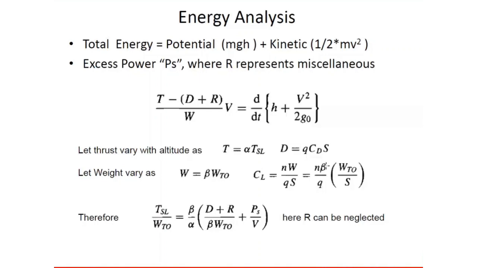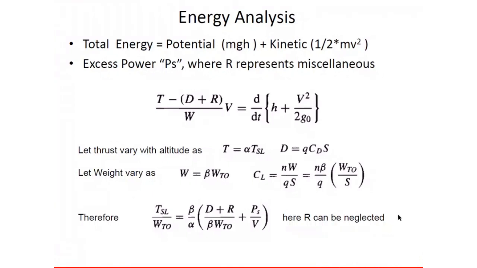So plugging all this into the main equation which we started, we have T sea level thrust by maximum takeoff weight is equal to beta by alpha into D plus R by beta WTO plus PS by V. PS by V is the excess power you have. Okay, so this is the equation. Here R can be neglected when we are doing this because you really don't know what R could be. That depends on the mission and the different type of aircraft. If it's a passenger aircraft, there is no R. If it is a bomber aircraft, there could be R and things like that.